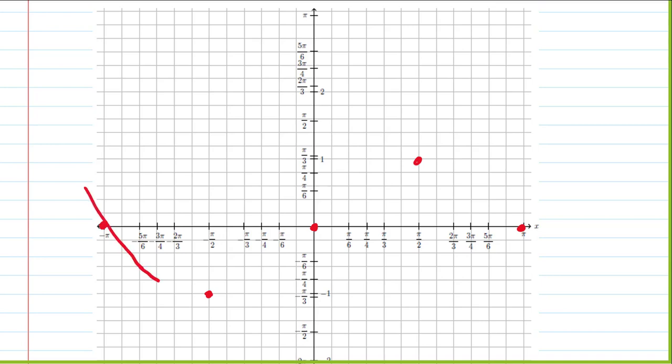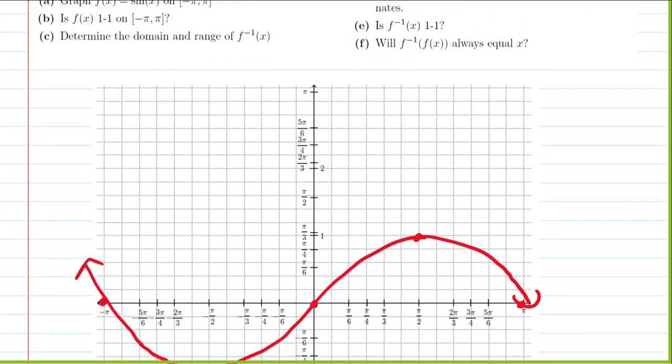We just want to get a basic sketch of what our sine wave is going to look like. So our sine function looks something like this on minus pi to pi.